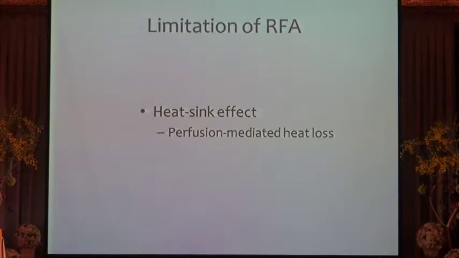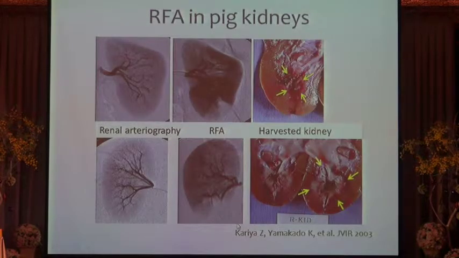And as you know, there is a limitation in RF ablation. It's a heat sink effect. We performed animal studies around 10 years ago. We performed RF ablation in the pig kidneys, and we got a large round ablative zone in the lower pole, but in the upper pole, the ablative zone is very limited, and the size is very irregular.